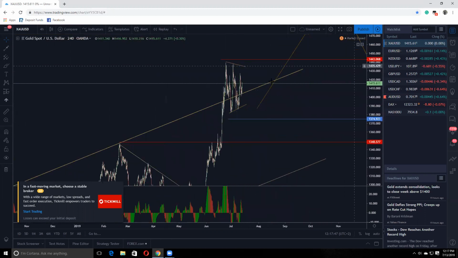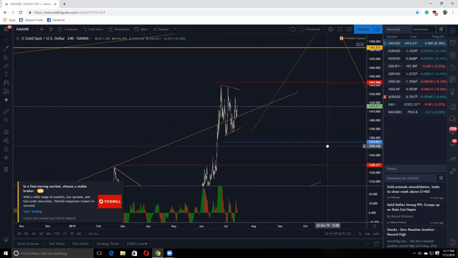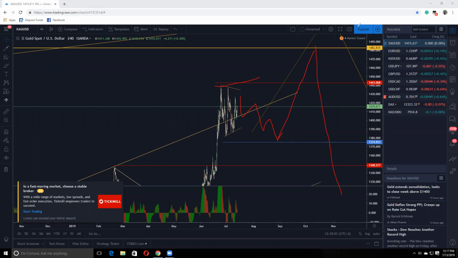So right now we have an 80% chance gold will complete whatever corrective structure they're doing, break the top, and then come back down. 80% chance they're going to do that.